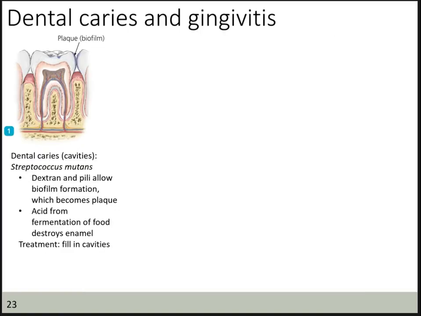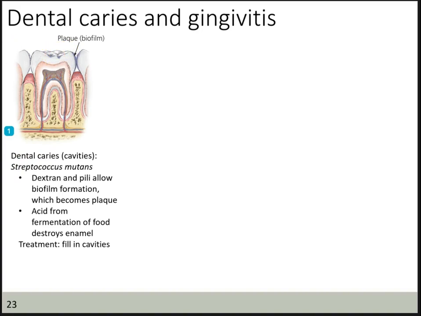Now, what happens when we get a tooth infection? This is often referred to as dental caries. And if it affects the gingiva, the gums, it's called gingivitis. Again, we have itis, so that means inflammation of the gingiva here. So here we have dental caries, which is basically cavities.